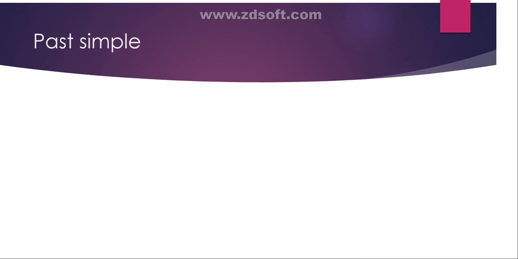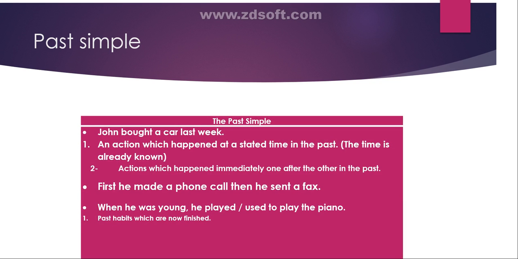Past simple. We will start with past simple. First example: John bought a car last week. So John, it is the subject. Bought, it is the past form or the second form of the verb buy. And a car, object. Last week, this is time.